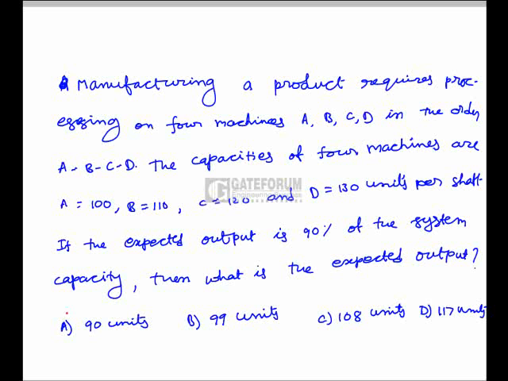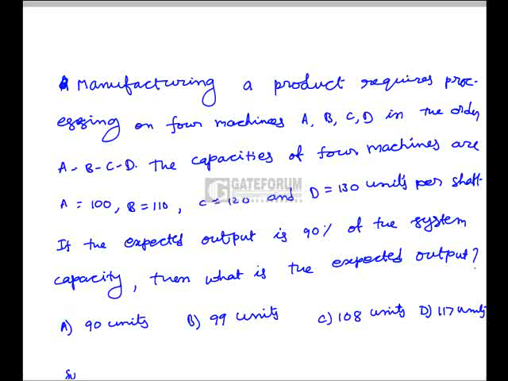Manufacturing a product requires processing on 4 machines A, B, C, D in the order A, B, C, D. The capacities of the 4 machines are A is equal to 100, B is equal to 110, C is equal to 120 and D is equal to 130 units per shift. If the expected output is 90% of the system capacity, then what is the expected output?